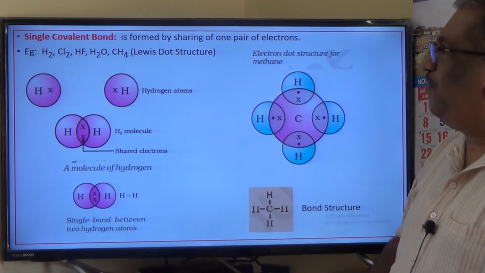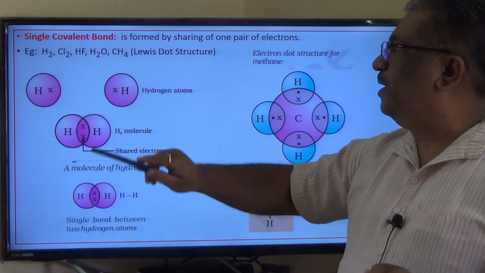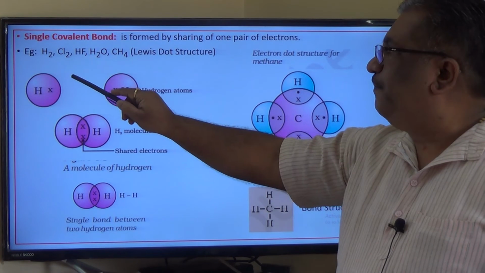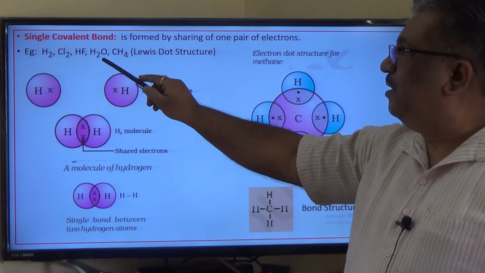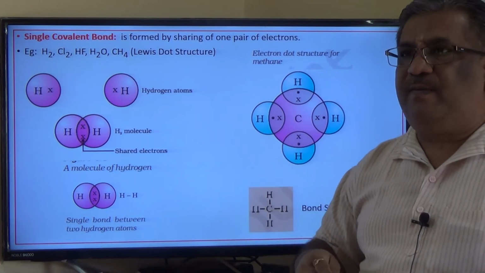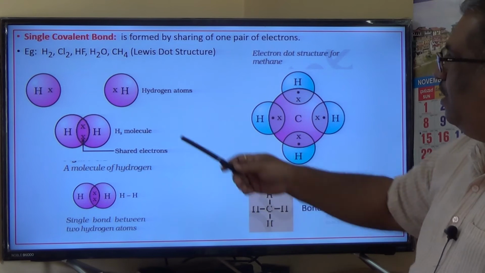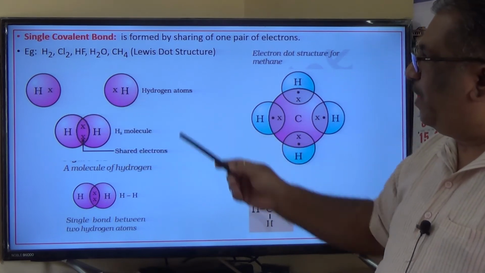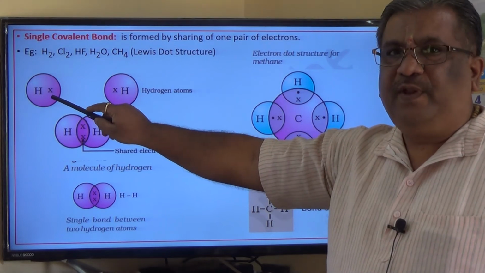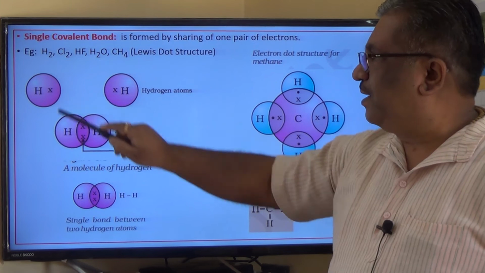What are the examples for this? Formation of hydrogen molecule, chlorine molecule. These two are diatomic molecules. Hydrogen fluoride, water, methane, etc. These are the examples for formation of single covalent bonds. If you look at the formation of hydrogen, hydrogen has only one electron in the outermost shell. K shell is the outermost shell, and one electron.